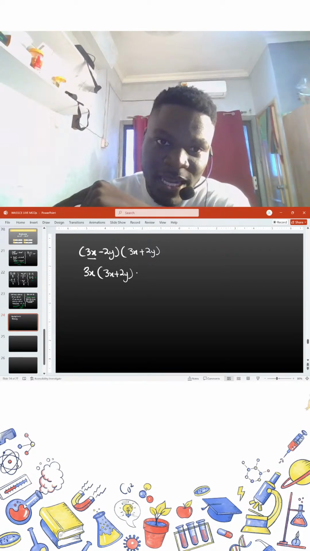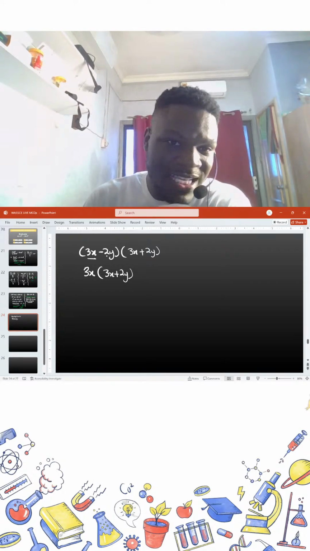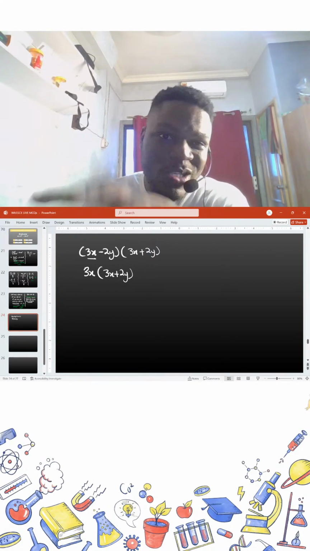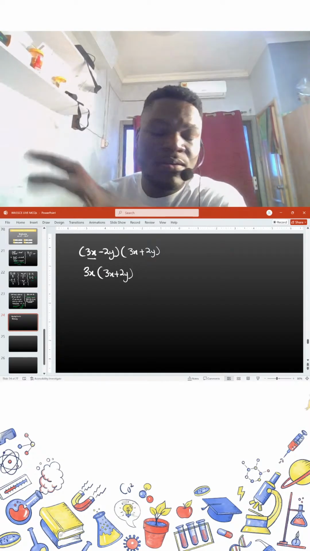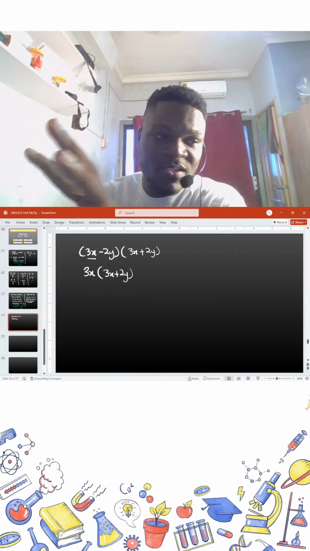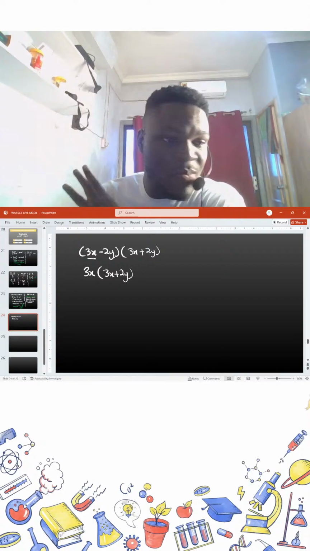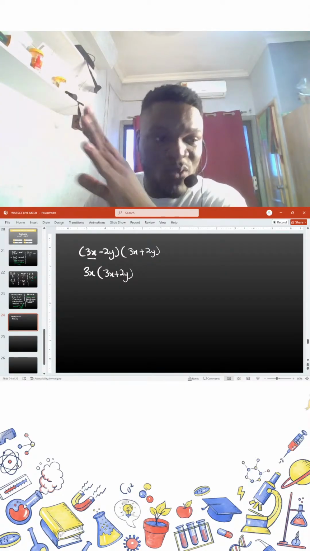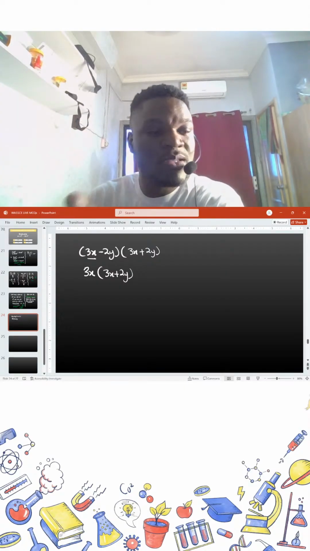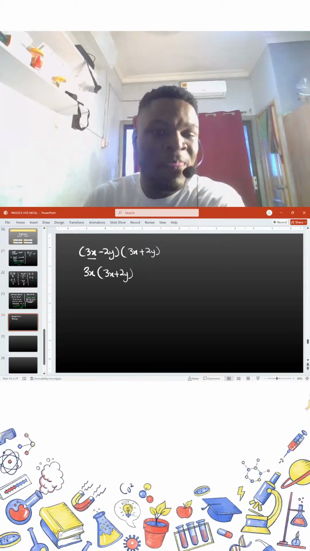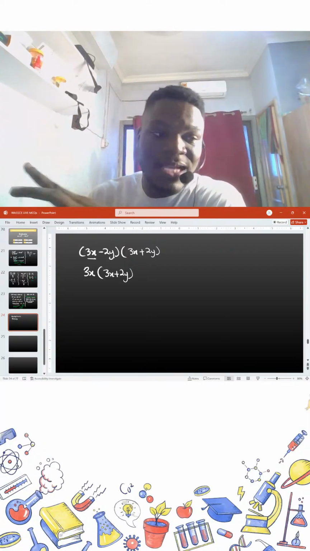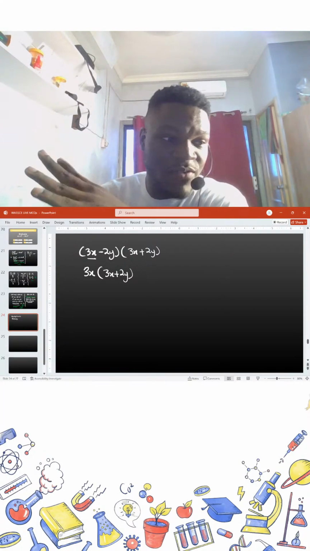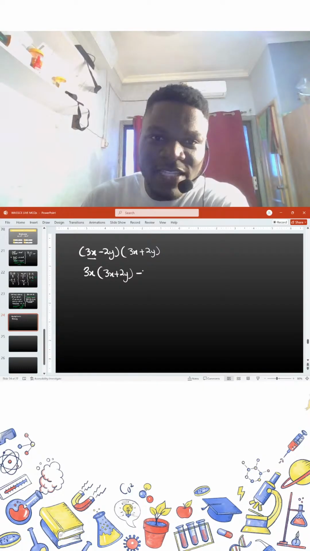Then I have the second term, which is negative 2y. Always pick the term with a sign in front of it. Always, to be on the safer side, and it's a must. If it's positive, you can write it without the positive sign. But if it's negative, attach that negative. It's very, very important. So over here, I have negative 2y into brackets 3x plus 2y.